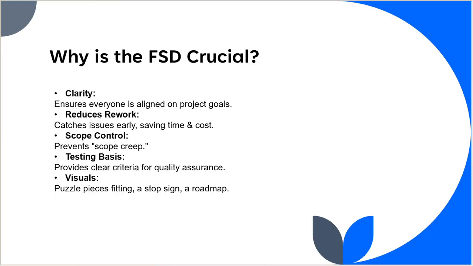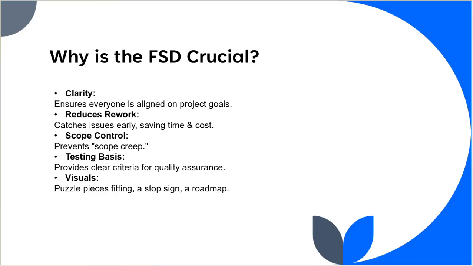After reading the FSD document, everyone should understand the project's goal or the enhanced functionality. Then it reduces rework. If there is a document on how the functional system should work, then the development team or the UAT testing team does not have to guess how the functional system should work. So it reduces rework. It catches issues early, saving time and cost. That's the importance, or why the FSD is crucial.